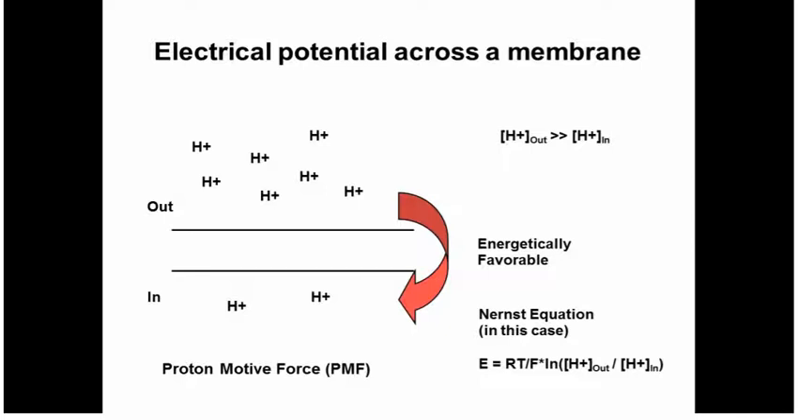And the last type of important physico-chemical energy for cells is the electrical potential across a membrane. So often a concentration gradient of protons, which is called the proton motive force. Bacteria will export protons into the periplasm to create a proton gradient, and that means that protons running back across the membrane is energetically favorable.